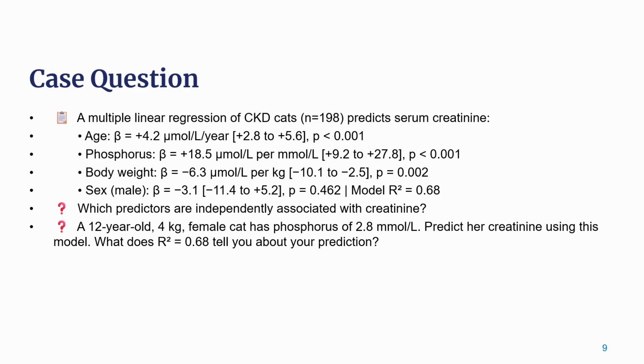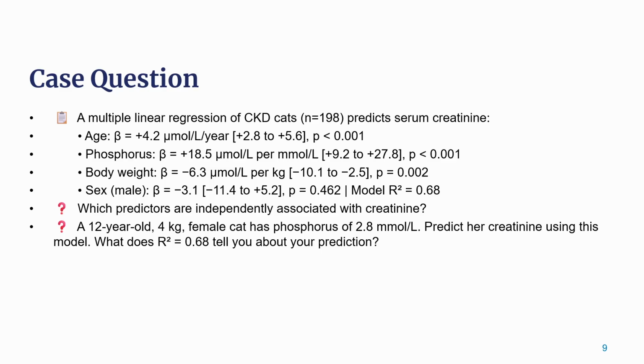First, which predictors are independently significant? Age? Yes. Confidence interval plus 2.8 to plus 5.6. Doesn't cross 0. Phosphorus? Yes. Confidence interval plus 9.2 to plus 27.8. Large effect? Doesn't cross 0.